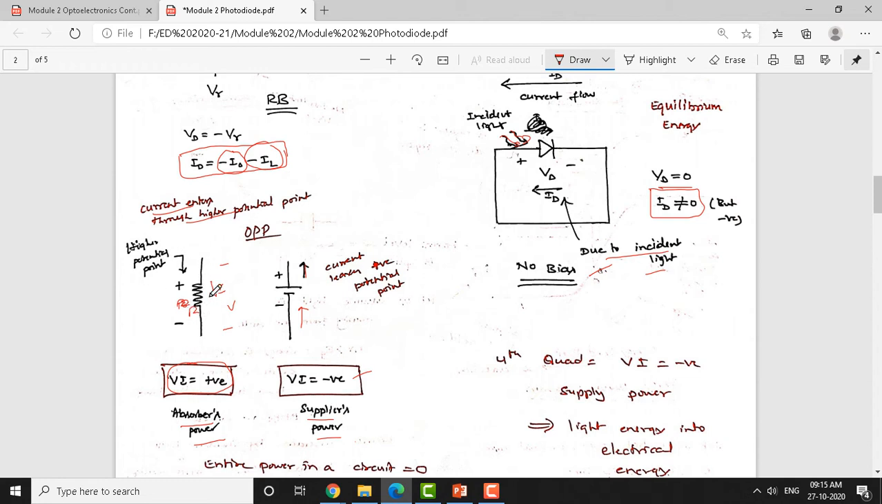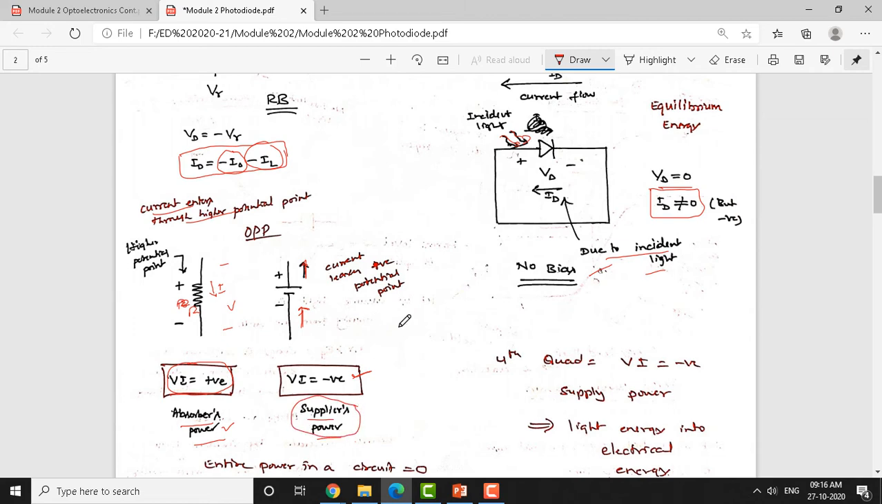Basically, a resistor is a passive device, and the VI product of the resistance is always positive, because current enters at the higher potential and leaves at the lower potential. Whenever you get a VI product as a positive quantity, you can think of it as an energy consumer, not an energy supplier. Whereas in the case of a power supply, a battery like this, current leaves the positive terminal and enters the negative terminal, and the VI product is a negative quantity. So, whenever you get the VI quantity as negative, that means the system supplies power to the external circuit.